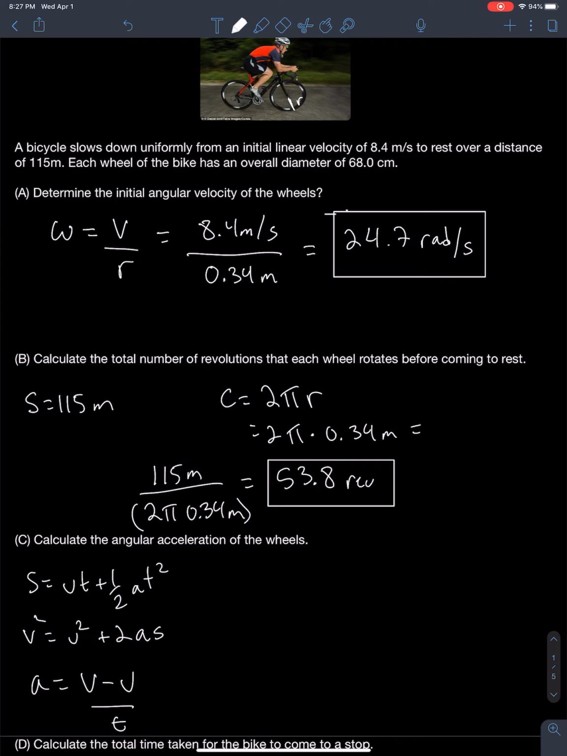So I can't use that one, right? If I wanted to calculate the angular acceleration, I need to look at what I have. I have my displacement, S. I have my initial angular velocity. I don't have time, so I can't use that anywhere in here. But I do have S. So what I could do is use the angular equivalent of these formulas. I'm going to select this formula over here. What would the angular equivalent of that formula look like? Well, it's going to look like this.